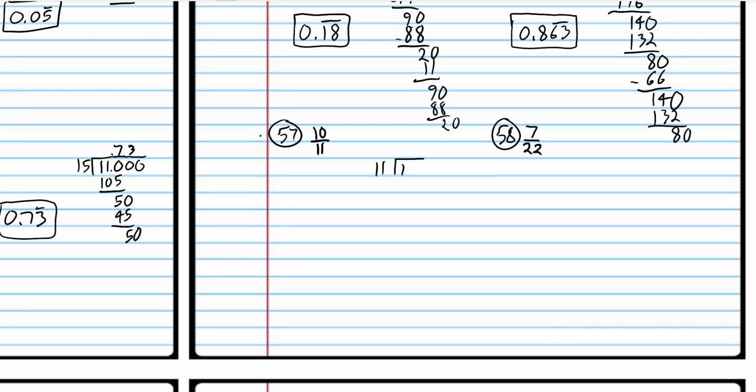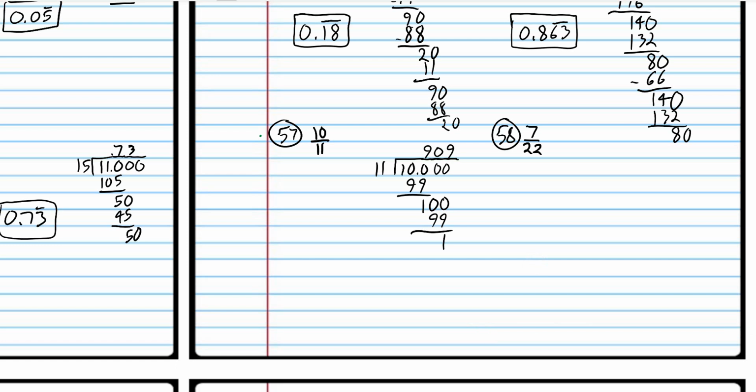11 into 10. 11 doesn't go into 10, so add a 0. 11 times 9 is 99. That's pretty close. Bring down a 0. This is what's different about this problem. After you brought down the 0, 11 still didn't go in. Remember what happens? If you bring down the number and it still doesn't go in, you have to put a 0 up here. Then you have to bring down another 0. 11 goes into 100. We already found that out, 9 times. 9 times 11 is 99.